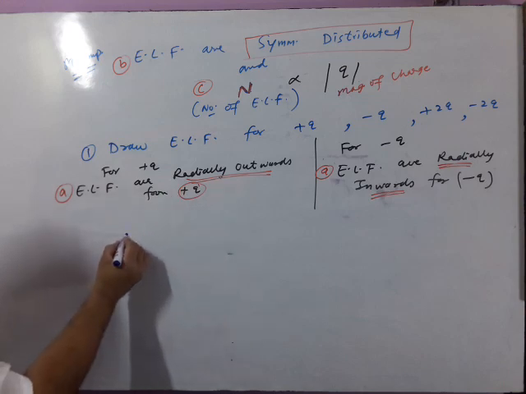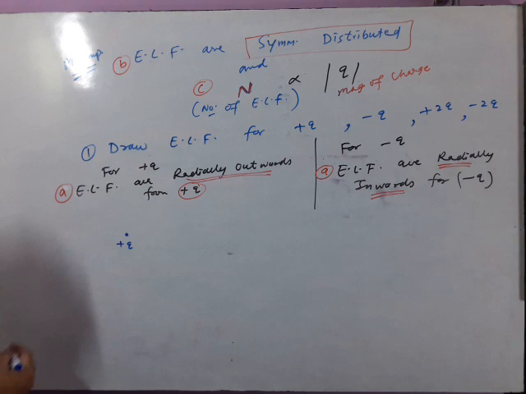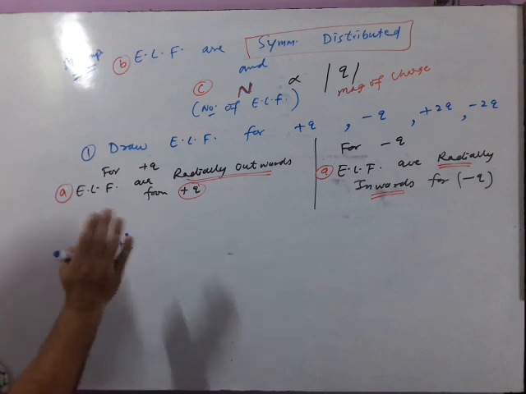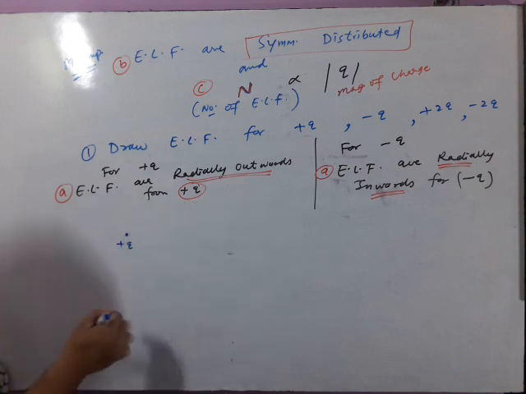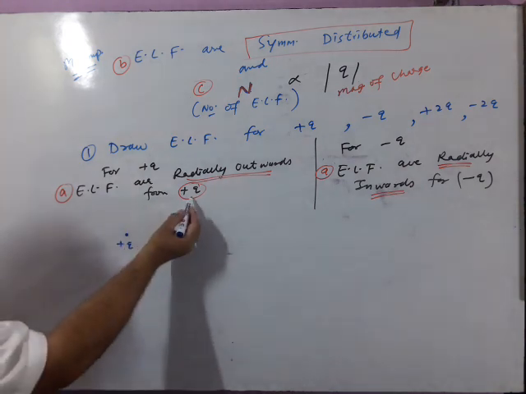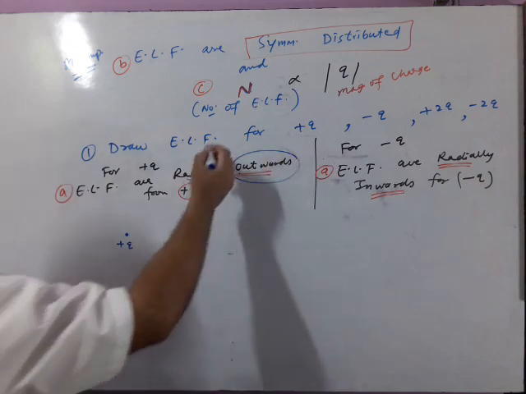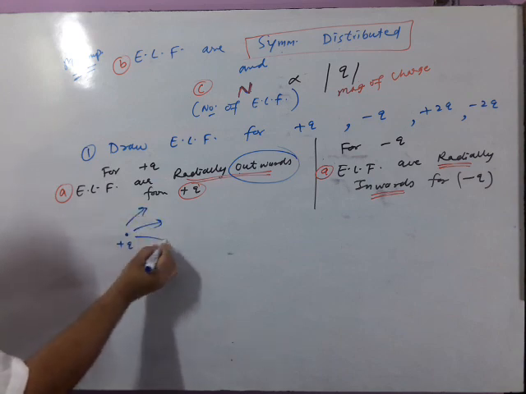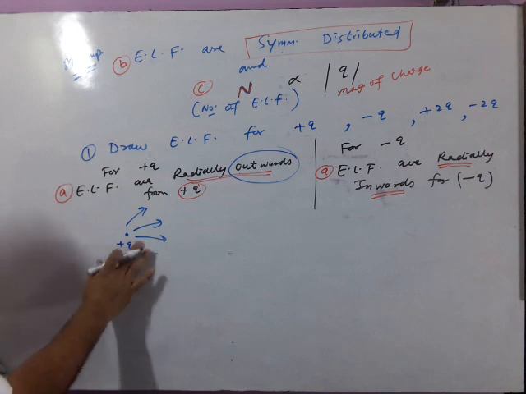For plus Q charge, electric field is radially outward. So these are the lines. Let us say I am showing 4 lines for plus Q charge. So I will have to see it is outward as well as symmetrically distributed. I can't show it like this. This is wrong diagram. This is not symmetrical distribution.